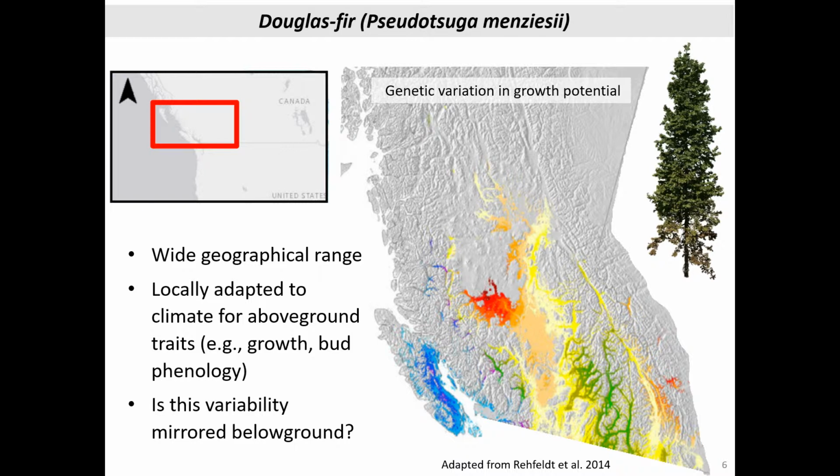It is known to be locally adapted to climate for above-ground traits, such as growth and bud phenology. Here you have the mapped genetic variation in growth potential of Douglas fir. Each of the different colors represents a different growth potential, so potentially a different tree population. But what we don't know is whether this variability that we observe for above-ground traits would be mirrored for below-ground traits.